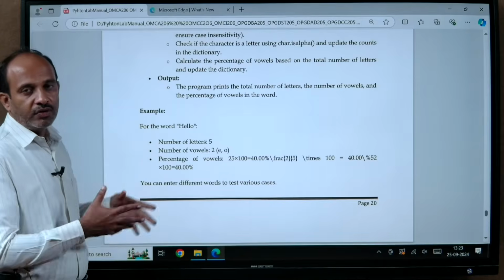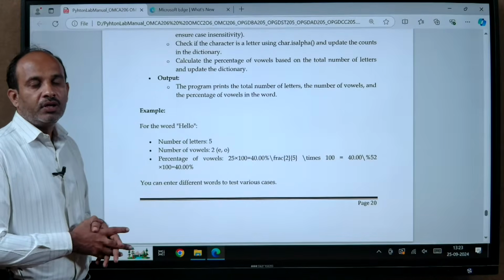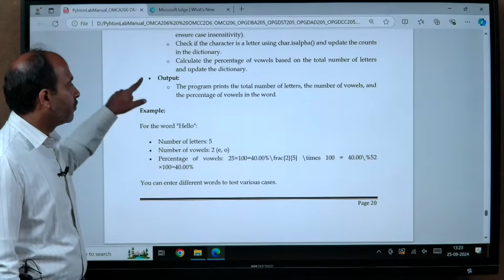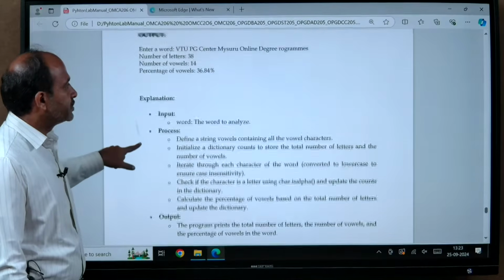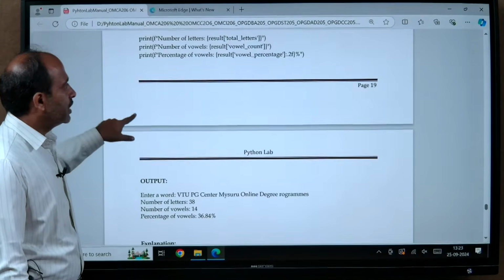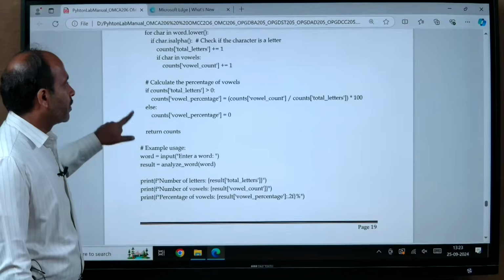This always varies, it depends on the input; the number of vowels as well as the percentage of vowels varies. So, now we will see the implementation of this problem.